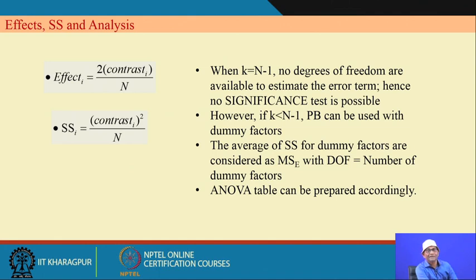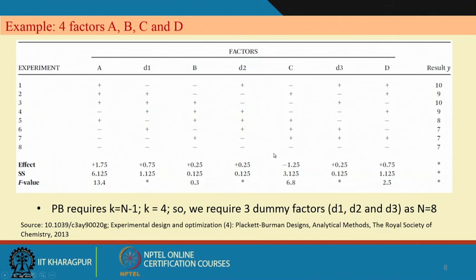Once the dummy factors are known, find out the sum of squares for the dummy factors, and the sum of squares or average of the sum of squares of the dummy factors will be the mean squared error, and the degrees of freedom will be the number of dummy factors. Then you have the main effect estimates plus the error estimates. So, you are in a position to develop the ANOVA table and then find out the significance. Okay. So, here is one example.